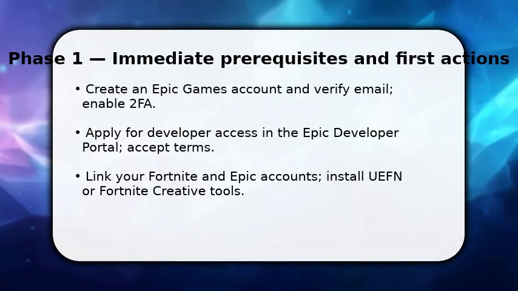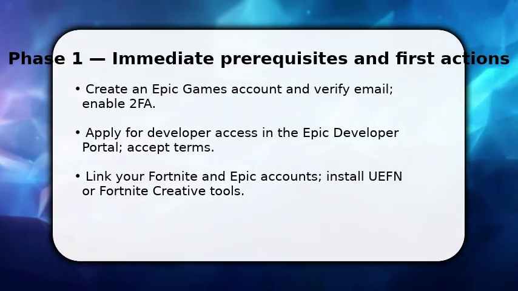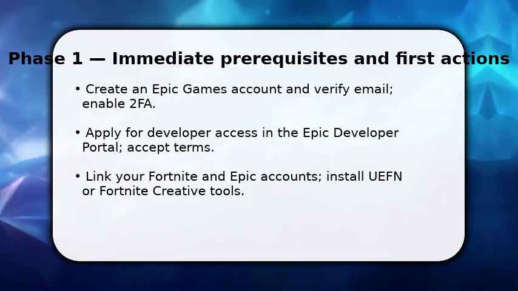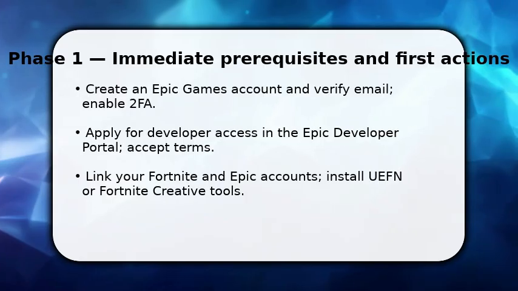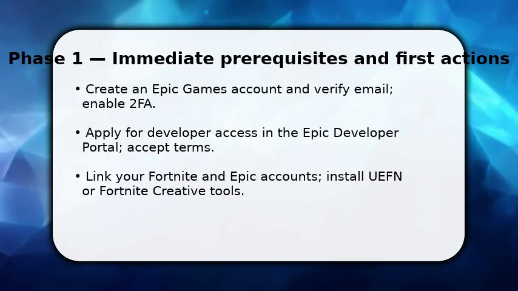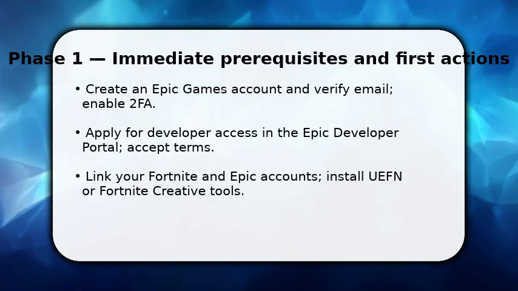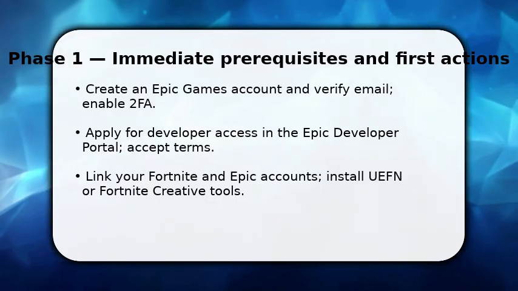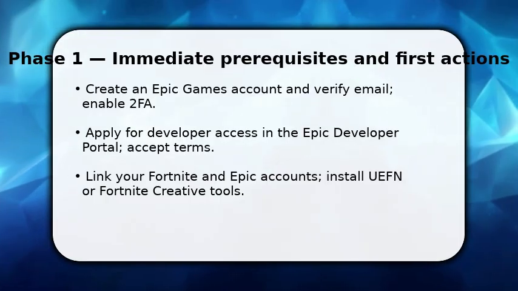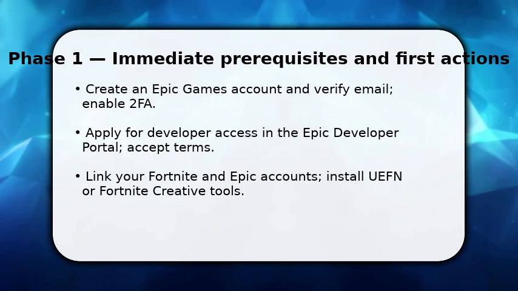You begin by creating an Epic Games account and verifying it, then enable two-factor authentication for security. Once done, apply for developer access in the Epic Developer Portal and accept all developer agreements so you can access keys and tools. Next, link your Fortnite account to that Epic account and install Unreal Editor for Fortnite or the Fortnite Creative Tools. This gives you the editor, asset packs, and the permissions needed to create and test immediately.